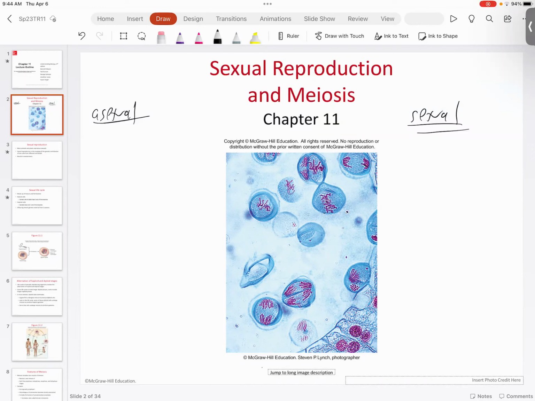In order to understand genetics and how we pass traits on, we have to understand a thing or two about the mechanism by which we do that and the purpose for which we do it, right? So this is our sexual reproduction and meiosis chapter. We're finally here at the reproduction chapter. The semester's almost over. Yay.